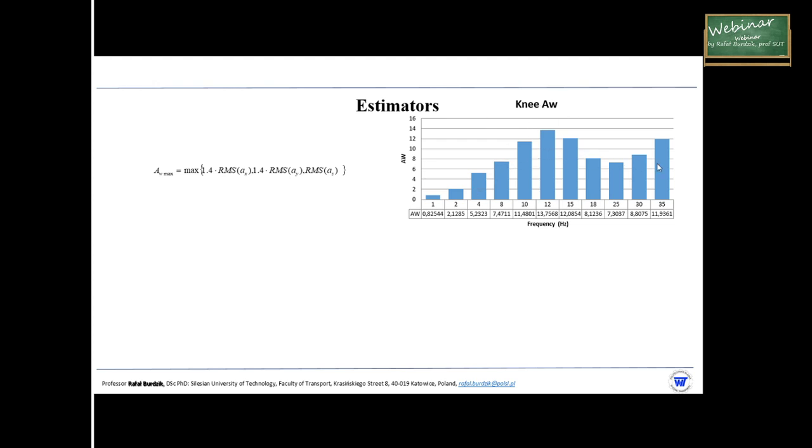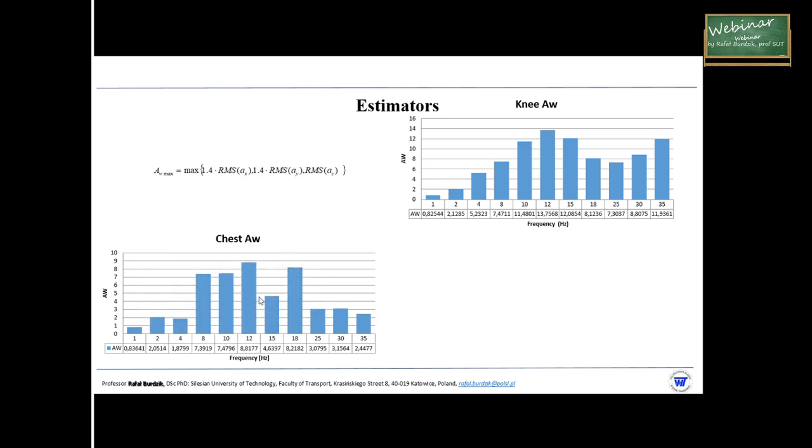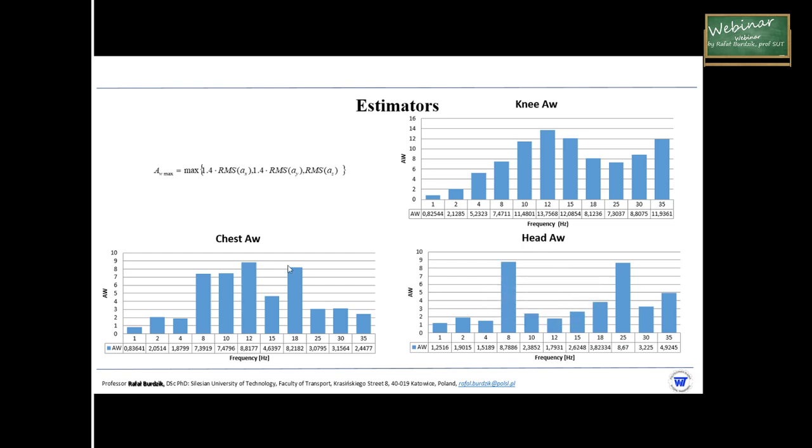These are the values on the chest and on the head. You can see that if we are considering the standard estimators of vibration exposure, it is important to choose which vibrations I am analyzing, whether the vibrations of the knees, chest or head, because the values, as you can see, are totally different.